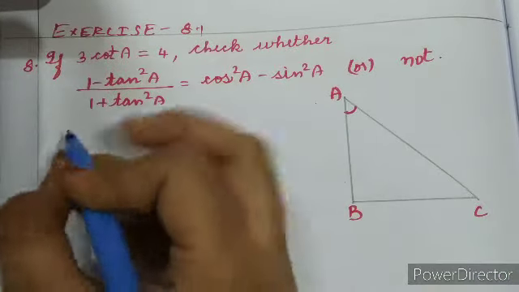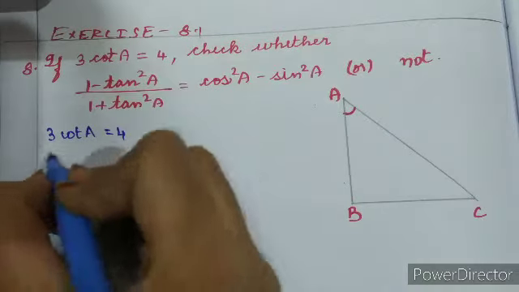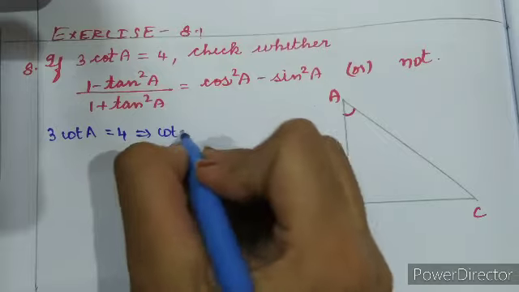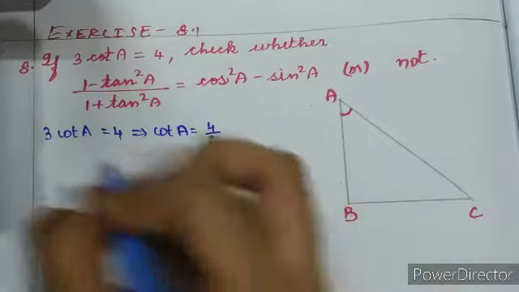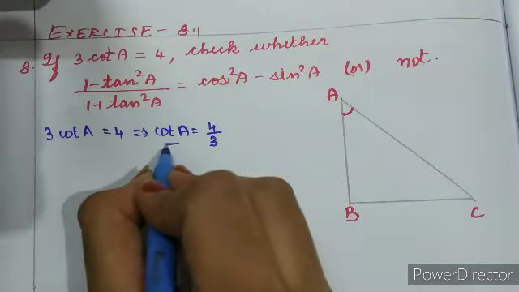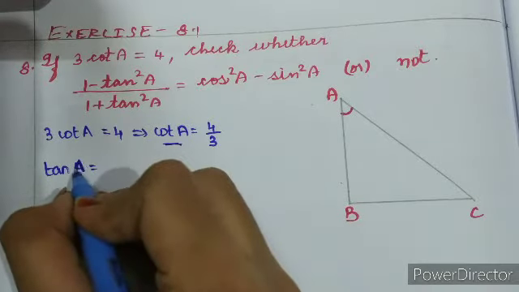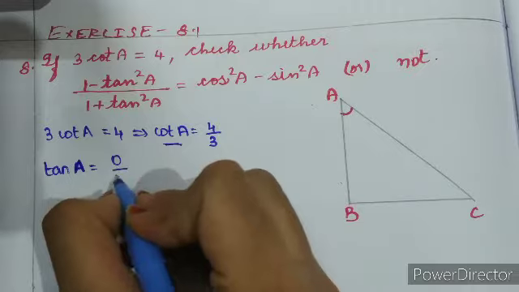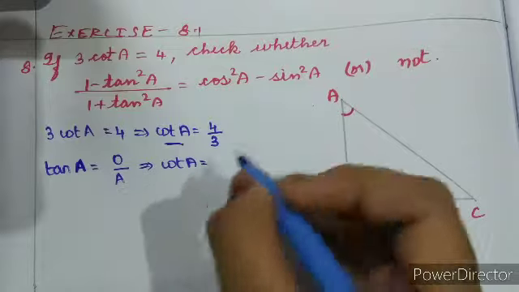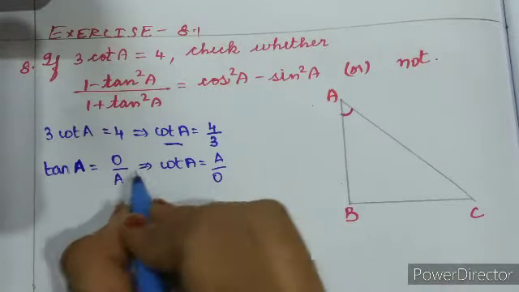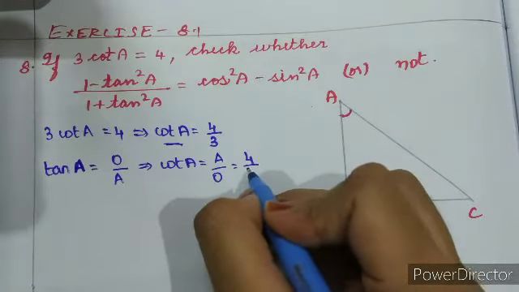So see here, first the given statement is 3 cot A is equal to 4, where cot A is 4 by 3. So we know that cot is the reciprocal of tan. Tan A is the ratio opposite by adjacent. So therefore cot is adjacent by opposite, the reciprocal of that. And we know the value of cot A, that is 4 by 3.